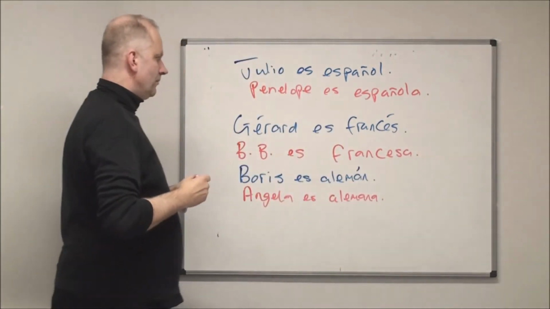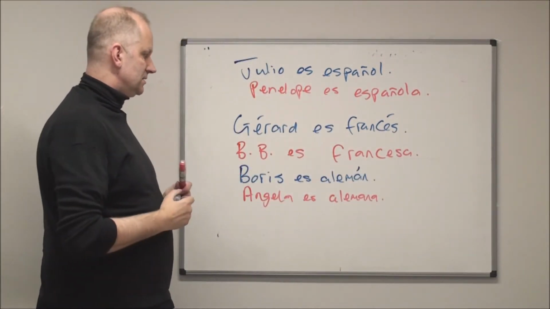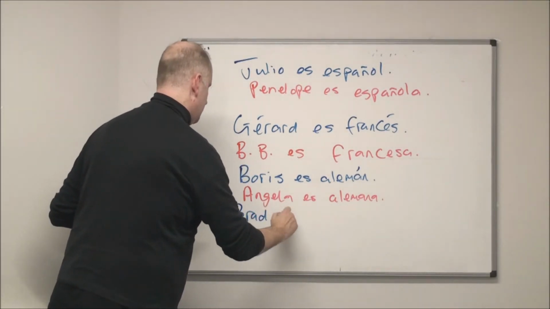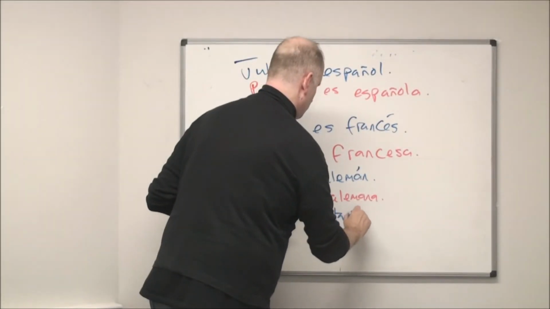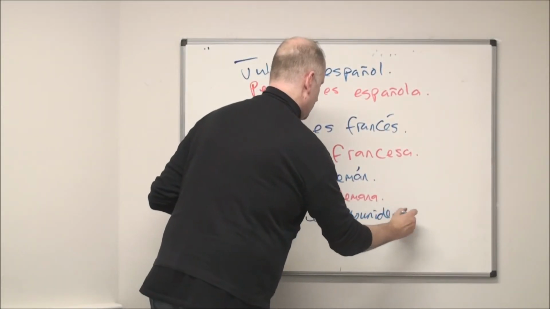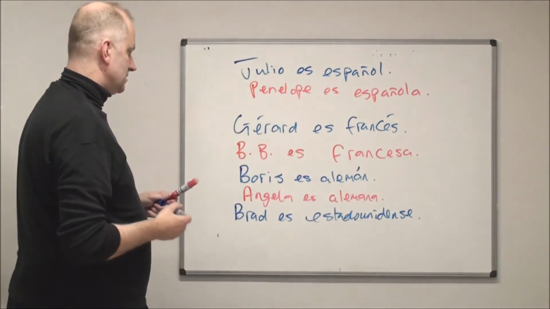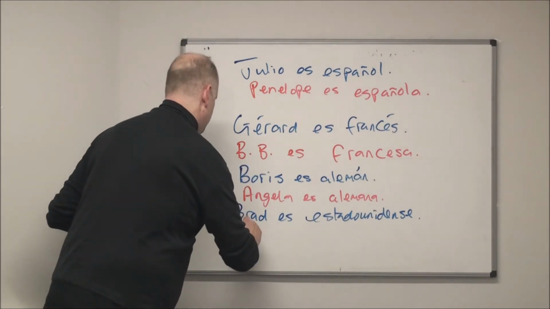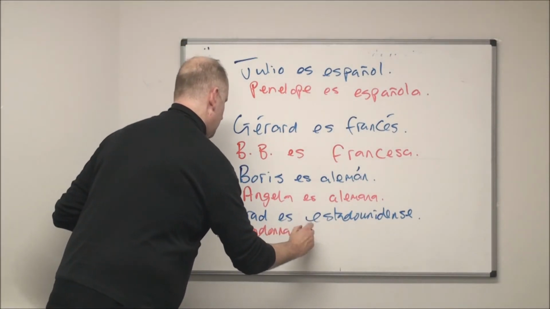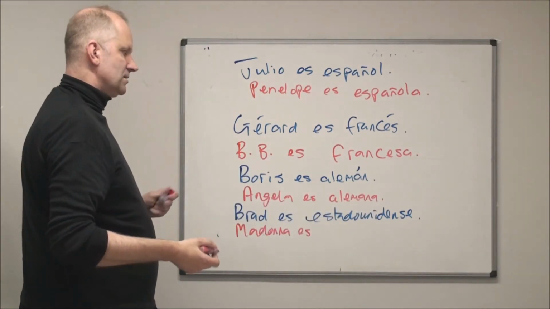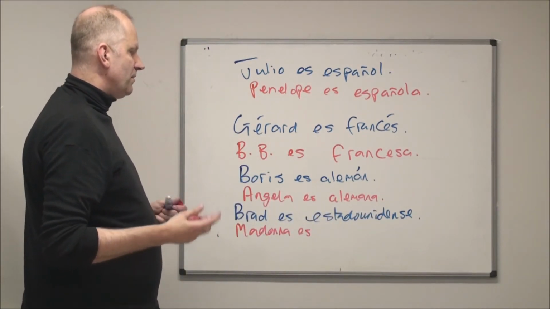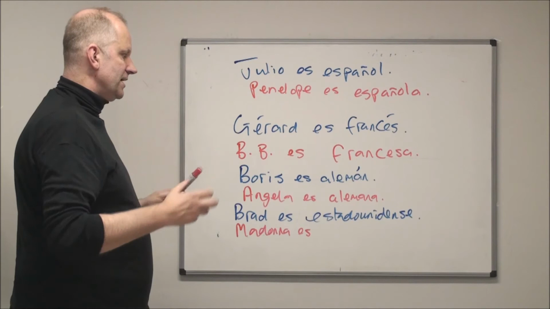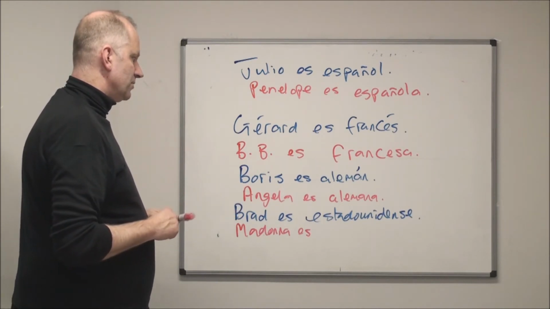What about Brad Pitt, who is American, so he's from the United States. So Brad es estadounidense. Madonna is American, so again, Madonna es, and then the same word, estadounidense. It doesn't change. You might think, should it be different for a woman? Should you change the E to an A? But you don't. It's just estadounidense.